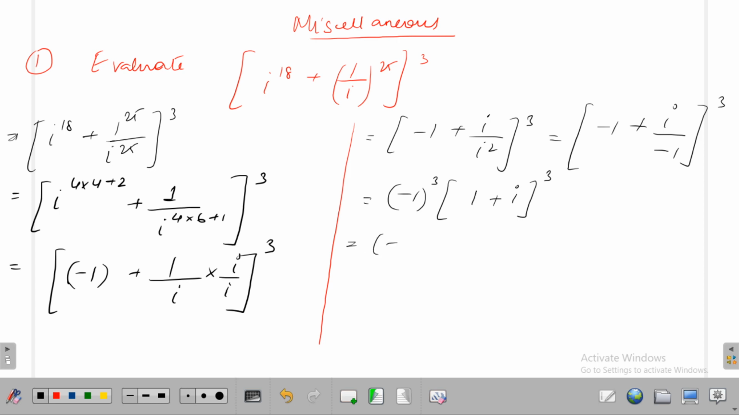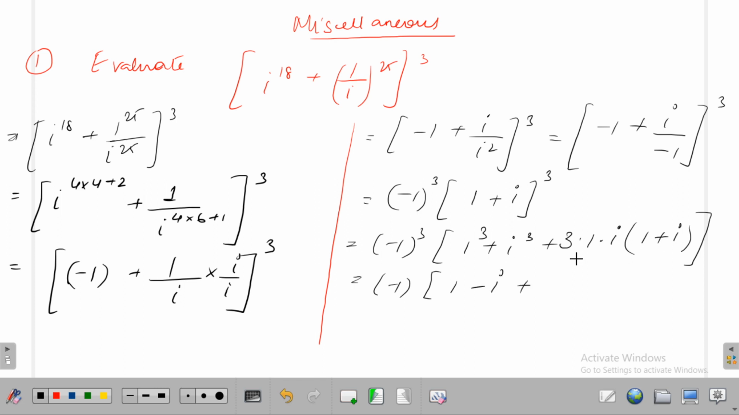Now use the formula of a plus b the whole thing cube. So 1 cube, that will be 1 cube plus i cube and then plus 3 into 1 into i, and then we get 1 plus i. Minus 1 the whole thing cube is minus 1, and I have 1, and the value for i cube is minus i, and if I multiply I'll get 3i, and similarly I'll get 3i square. So that will be minus 1 times 1 plus 2i minus 3, because the value for i square is minus 1. Okay, so let me go with the next step.